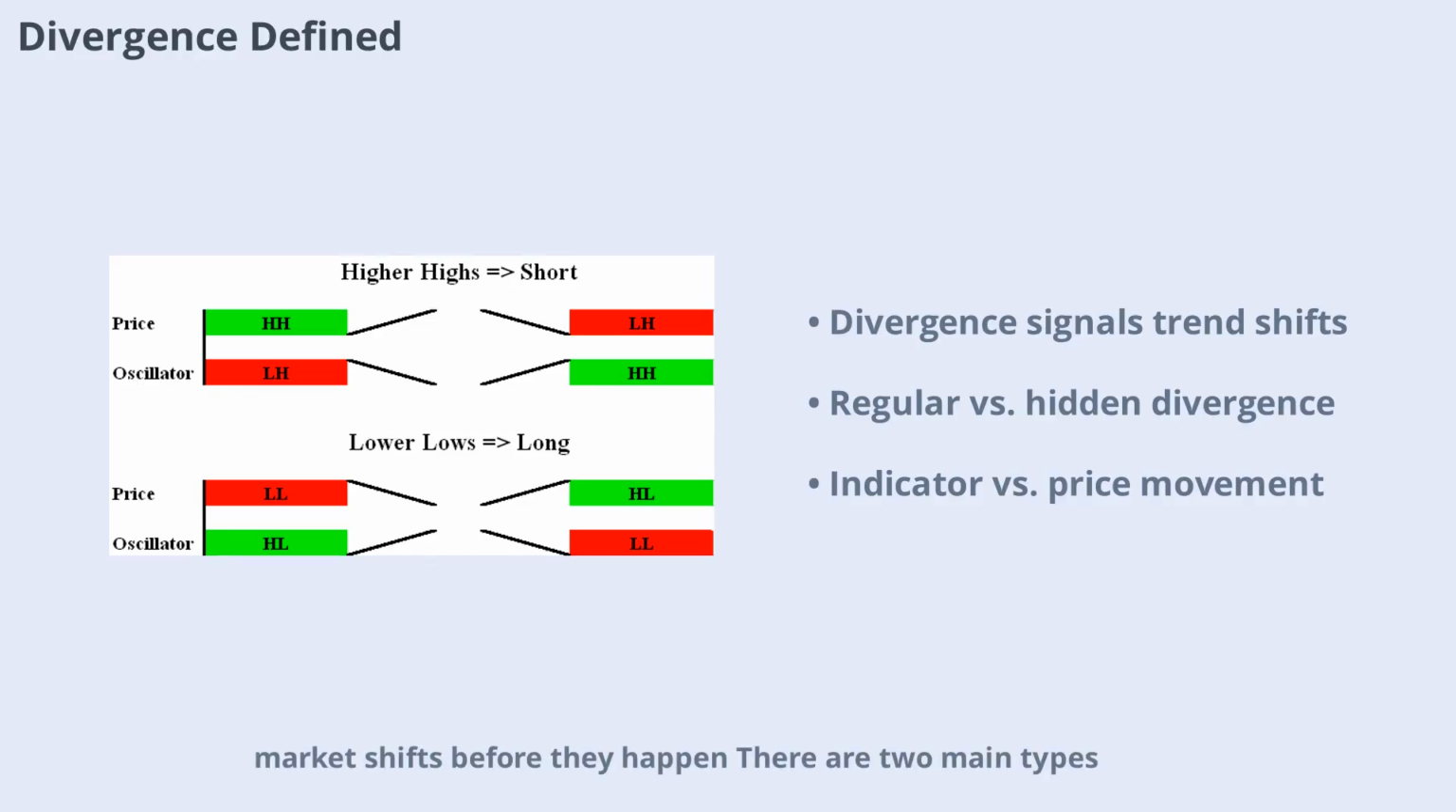There are two main types: regular divergence and hidden divergence. Each type provides unique insights into market behavior, allowing traders to make more informed decisions. Let's break down these types and see how they can be applied in real trading scenarios.